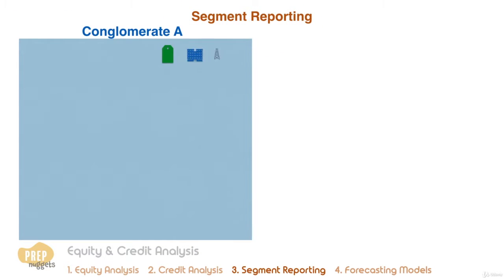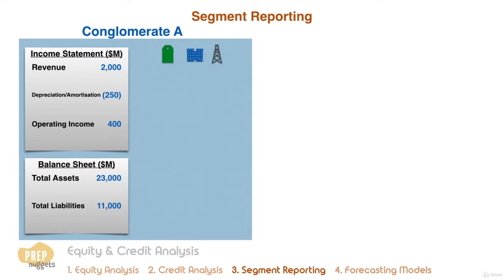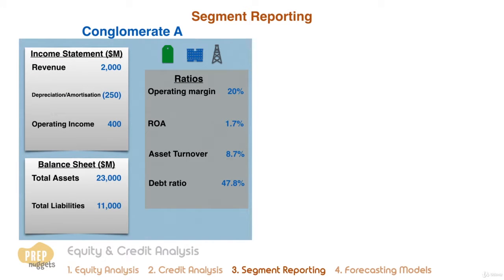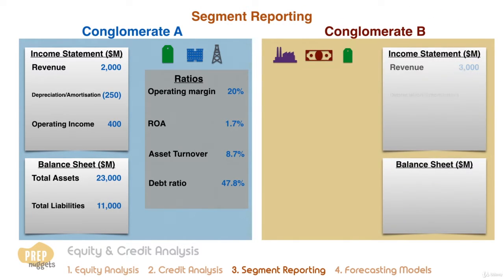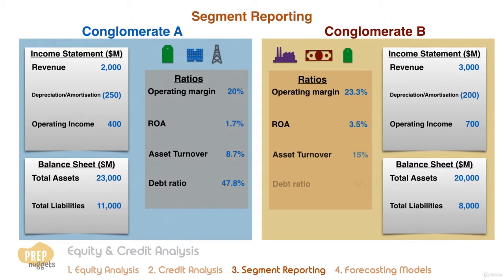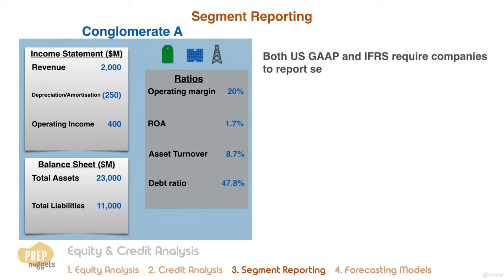One of the major shortcomings with ratios is that it may be difficult to make meaningful comparisons when it comes to conglomerates. When we look at conglomerate results, we are looking at all of the divisions and segments of the conglomerate. It's very difficult to find any meaningful benchmark for conglomerates, as the composition of one conglomerate is unlikely to be comparable with that of another. The good news is that both US GAAP and IFRS require companies to report segment data.